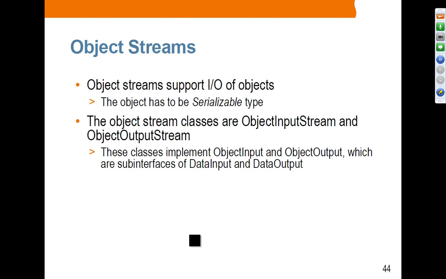By the way, Serializable is an interface. The object stream classes are ObjectInputStream and ObjectOutputStream. They implement ObjectInput and ObjectOutput, which are in fact sub-interfaces of DataInput and DataOutput. So they are, in a sense, the specialized type.